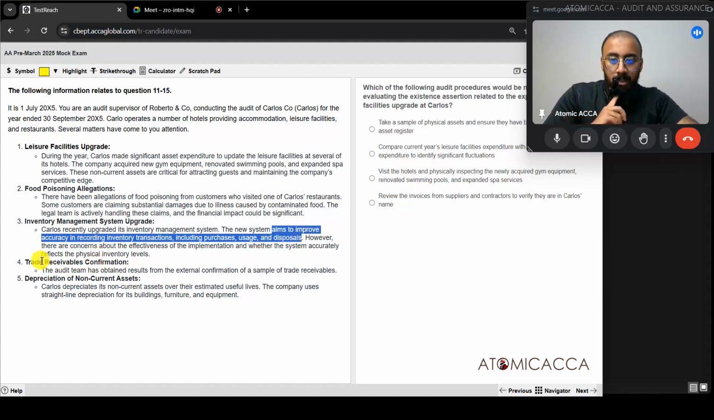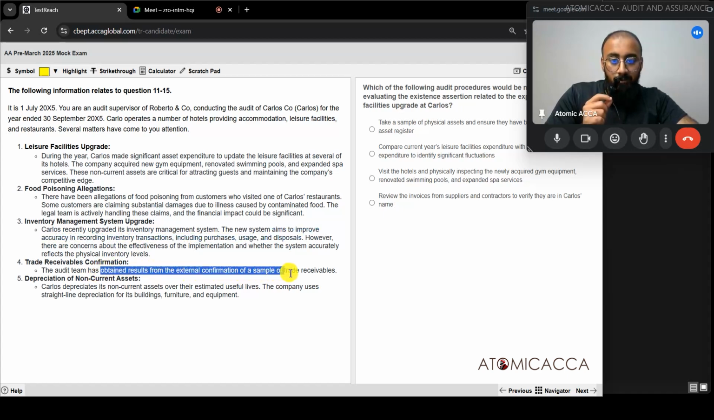Fourth one, trade receivables confirmation. Audit team has obtained result from the external confirmation of a sample of trade receivable. For a sample of trade receivable, who will give external confirmation? Customer basically. So you got confirmation from outsiders. That means it's basically like you're checking the existence, whether these receivables are actually existing or not.